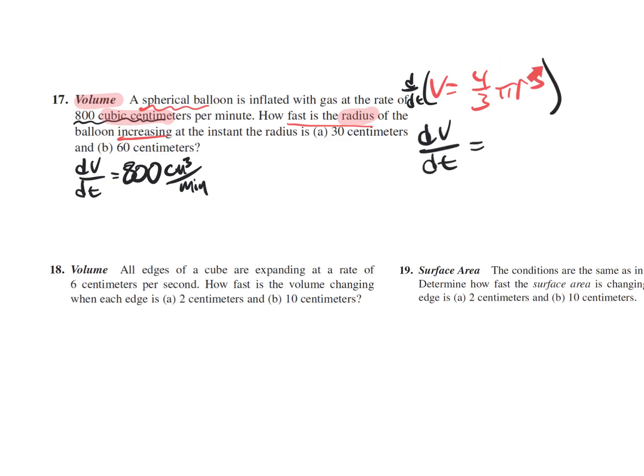So we take the derivative of the outside. In other words, we just take the derivative with respect to r. So we take the derivative of this with respect to r. We drop that 3 down. 3 times 4/3 is 4 pi r squared. Now we need to take the derivative of the inside using the chain rule, and that is dr/dt.